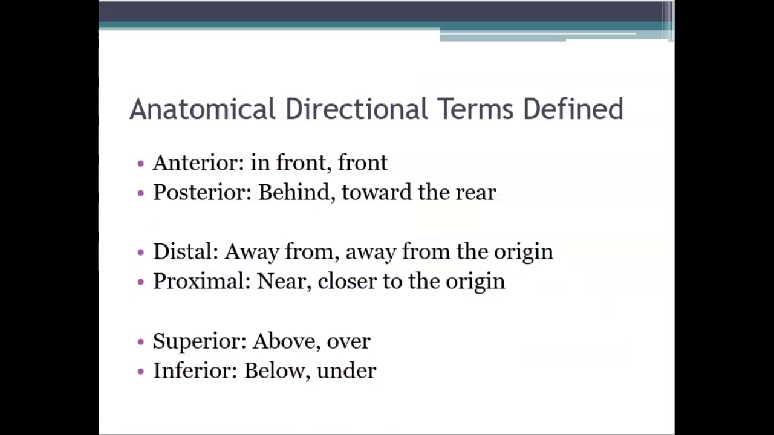So let's look at this slide. Anatomical directional terms. Anterior, meaning in the front. Posterior, behind, towards the rear. Distal, away from the origin. Proximal, near, closer to the origin. Superior, above, over. Inferior, below, under.